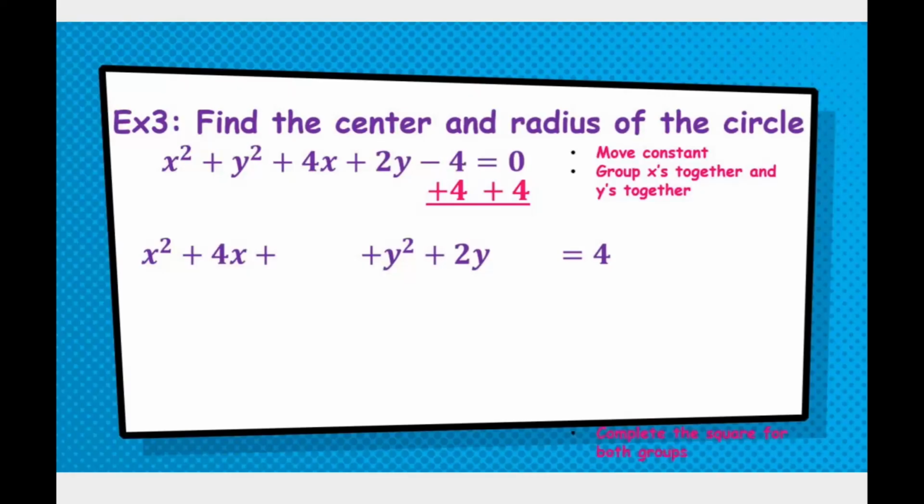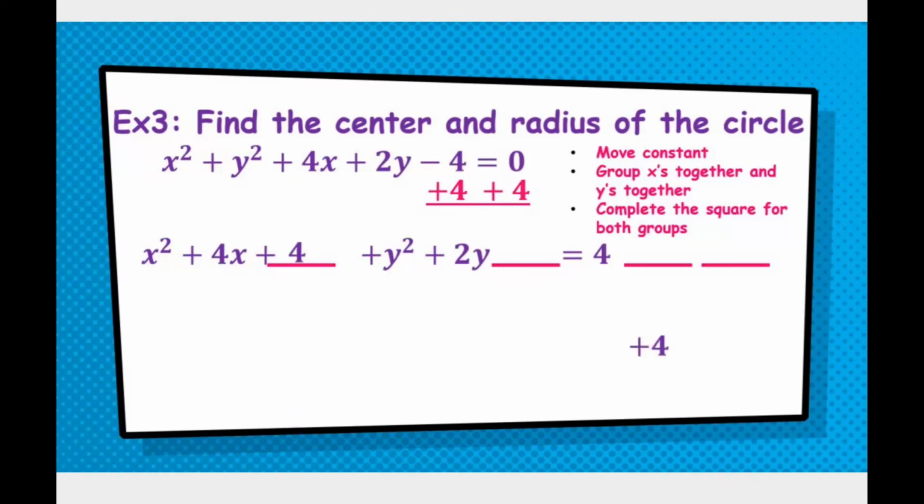So my a value is 1 in front of my x squared and my y squared. So I don't have to worry about factoring out my a value. But now I'm going to add b over 2 squared to both sides. So looking at my x's, that would be 4 divided by 2, which is 2. Squaring that is just 4. So I'm going to add 4 over here, and I'm also going to add 4 over here. Then I'm going to do the same thing for y. 2 divided by 2 is 1. 1 squared is 1. So I'm going to add 1 to this side, 1 to this side.